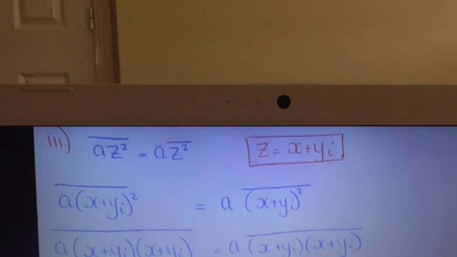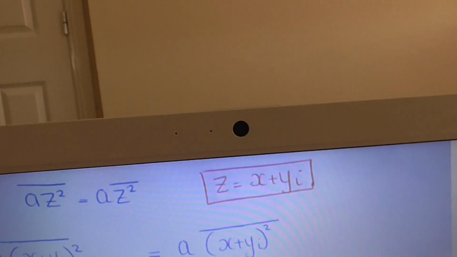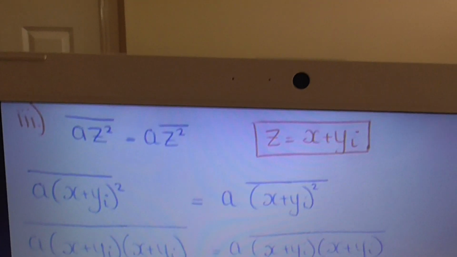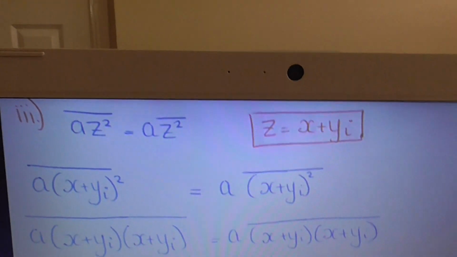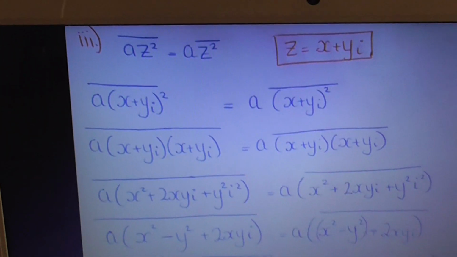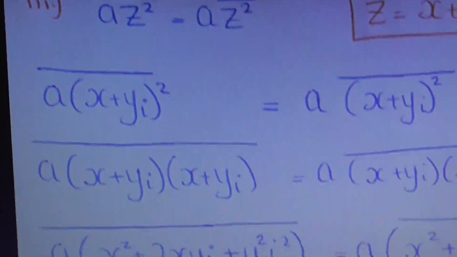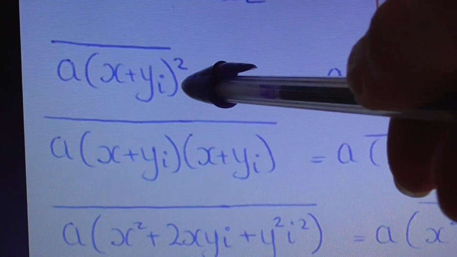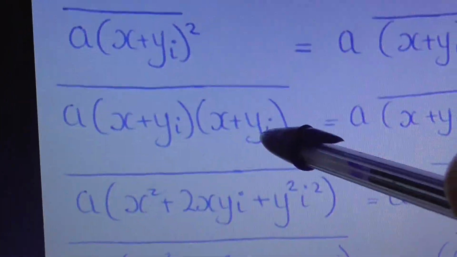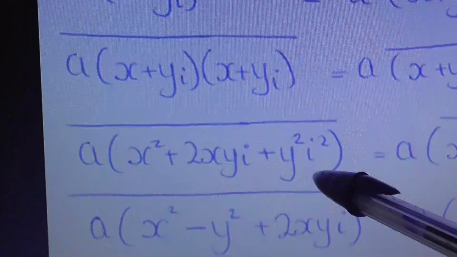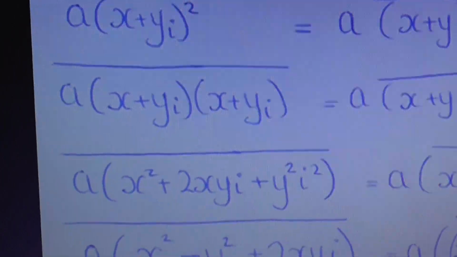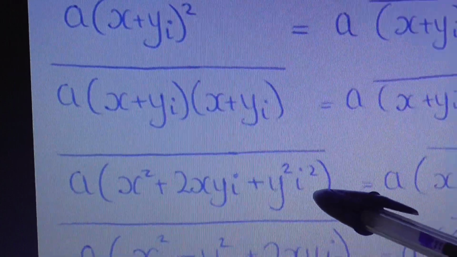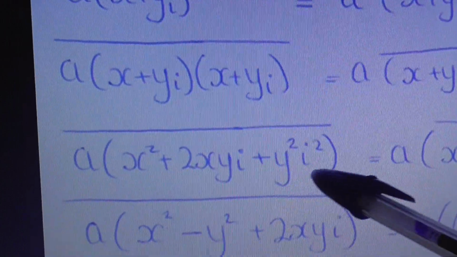Part 3. Prove the conjugate of az squared is equal to a times the conjugate of z squared. So again, remember z is x plus yi. So work with the left-hand side first. It's going to be the conjugate of a by z squared. So I need to square out z first. So it's the bracket by the bracket. When you multiply it out, you should get this: x squared plus 2xyi plus y squared i squared. Now remember, i squared is minus 1. So that will end up actually being minus y squared.